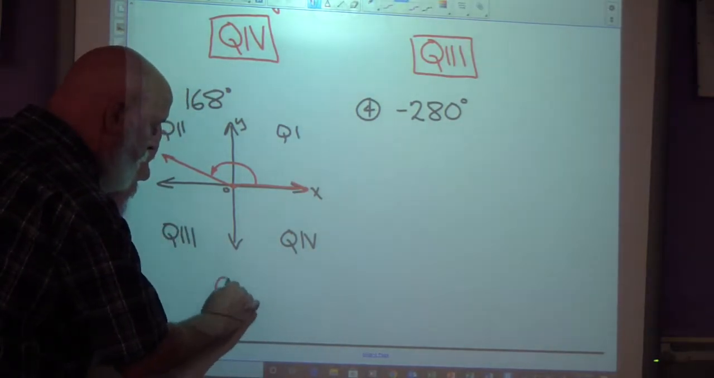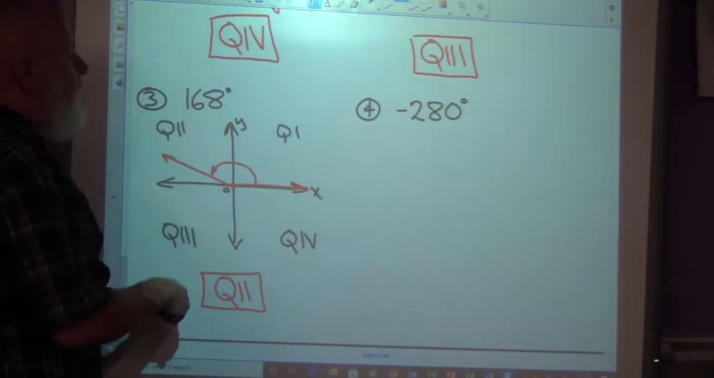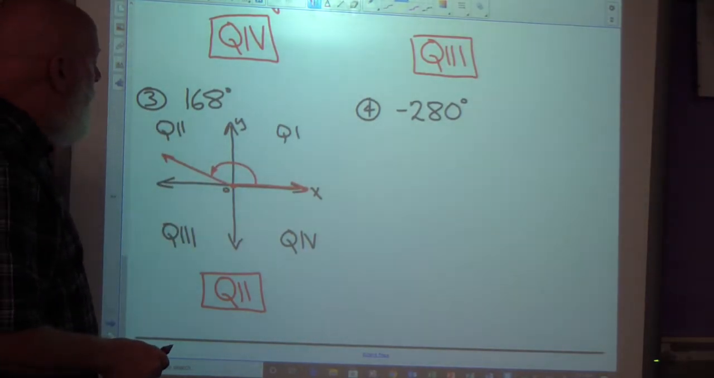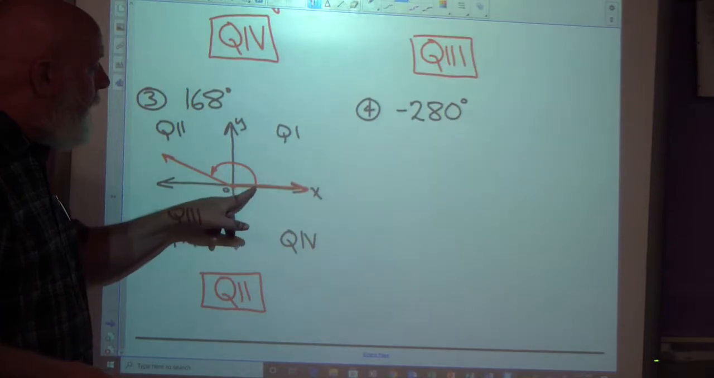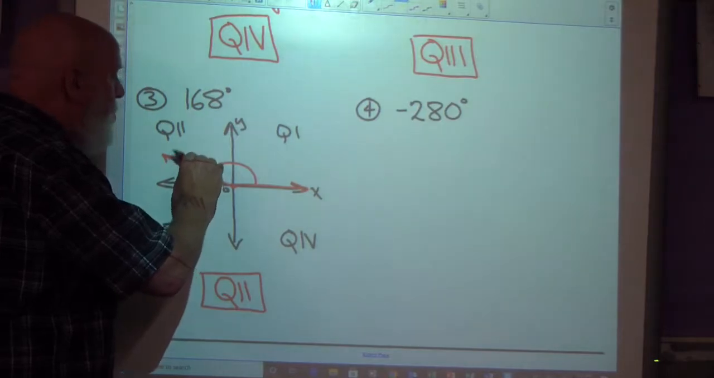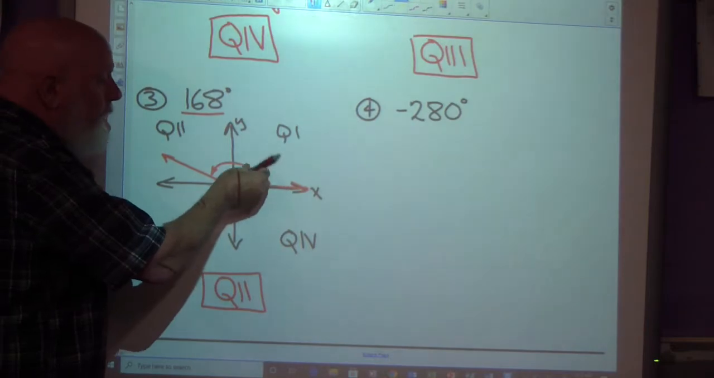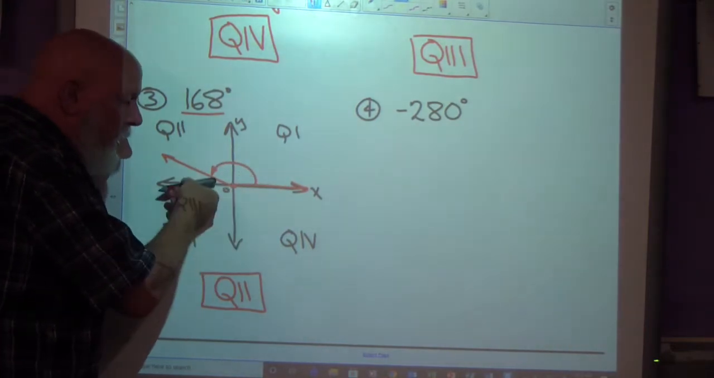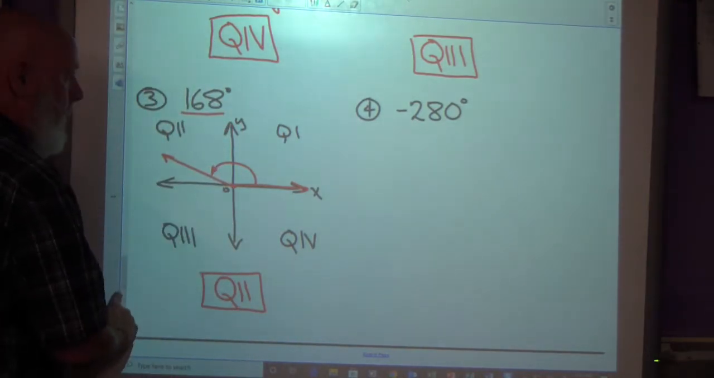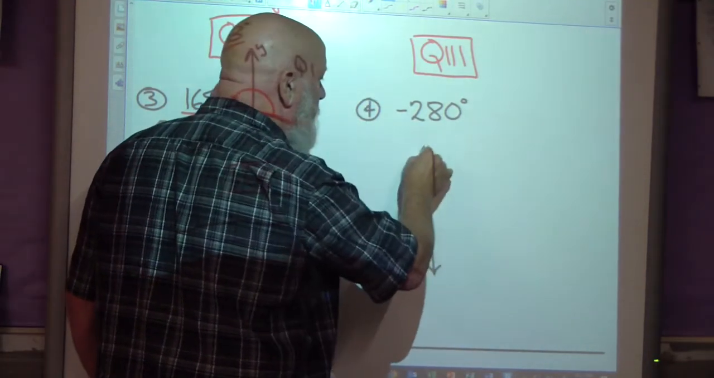So my answer is quadrant 2. Positive 168 degrees is a rotation that lands me in quadrant 2 if we're in standard form. Standard form is the initial side is the positive x-axis, and the terminal side stops whenever you achieve whatever rotation you're looking for. Remember, positive rotation is counterclockwise, negative rotation is clockwise. So here we go. Last example, I think. Yep. So we're going to do the same thing, just looking for the quadrant in which the angle lies.